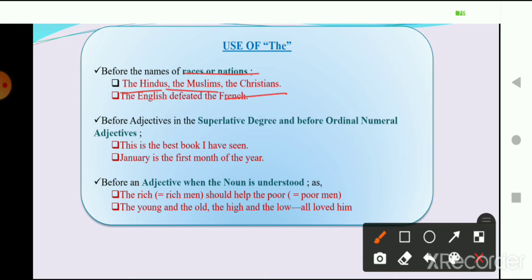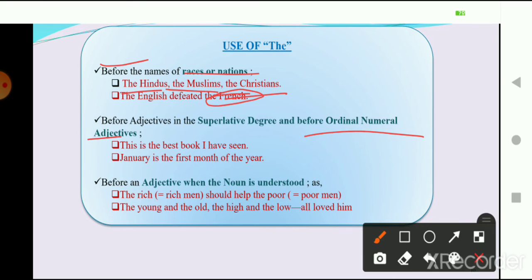Okay, like the French, here French is a country, so nation, right? So when we are talking about the nation, we will use the. Okay, next is before adjectives in the superlative degree and before ordinal number adjectives.